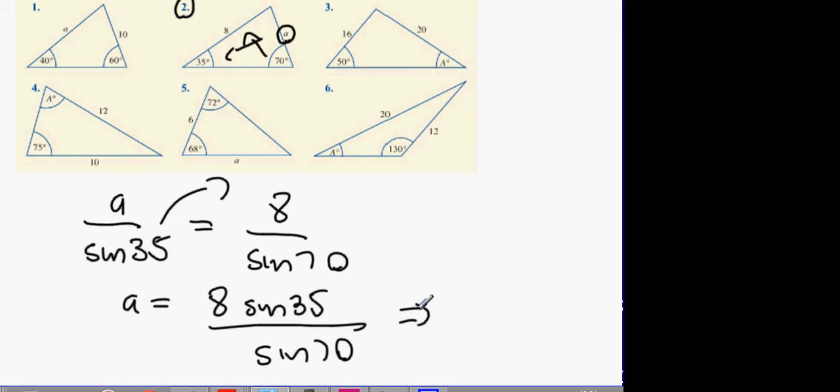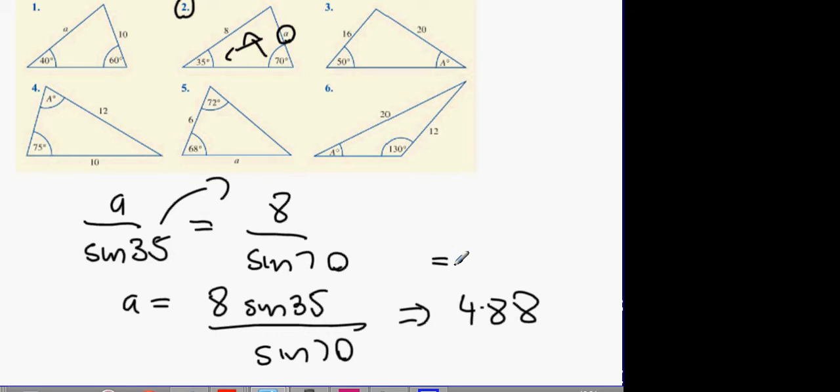What is the answer for this? 8 sine 35 divided by sine 70. It's 4.88, actually 4.84. Correct to one decimal place, 4.9.